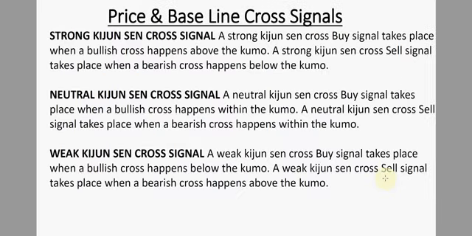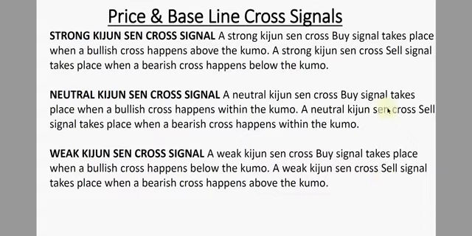So we have discussed how two lines cross each other, that is the red and the blue line. Now we want to discuss the second method of generating signals. This time it is not through two lines crossing each other, it is actually a price crossing a line. And which of the lines? The blue line, the baseline. Also, we have three types of signal for this type of crossing. We have the strong, the neutral, and the weak.